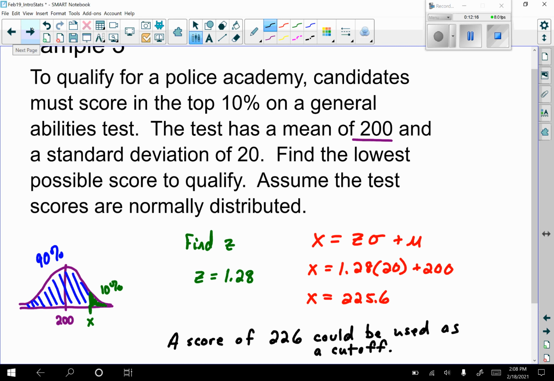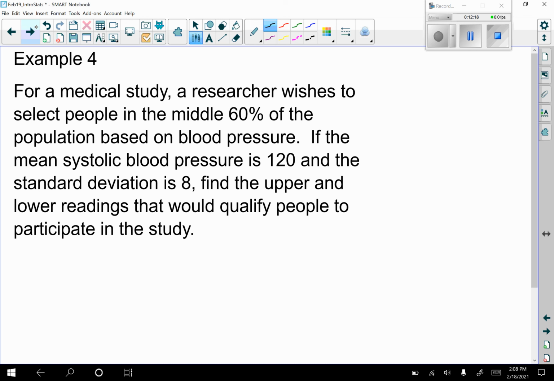All right, let's try one more. Again, pause this to read it over, copy it down. So this is very similar to our last example. The question being, find the upper and lower readings that would qualify people to participate in the study. So we're after the X values.